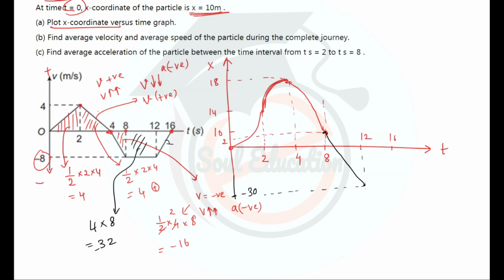In this case, acceleration is positive. See, I'm just writing here. So here my acceleration is positive and velocity is decreasing. Okay, velocity is decreasing and velocity is negative. Acceleration positive, velocity is negative. Both are in opposite directions. That is called retarded motion. Correct? Velocity is negative because it is in the negative axis.